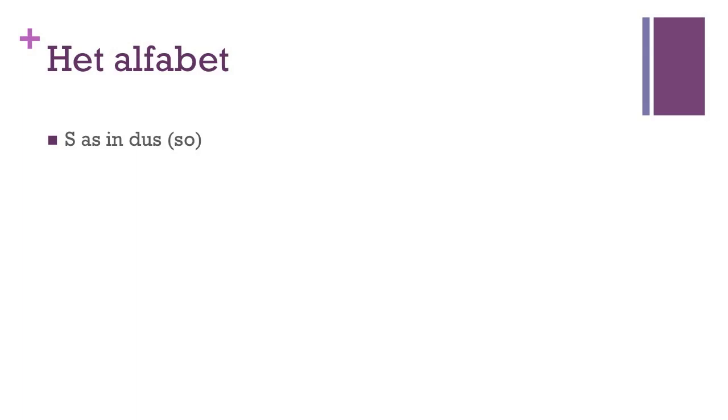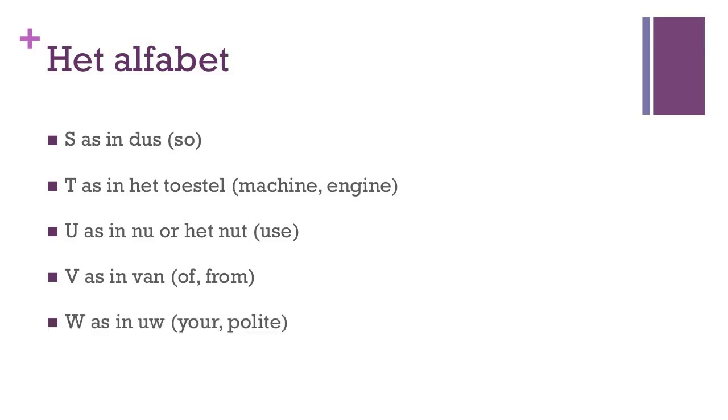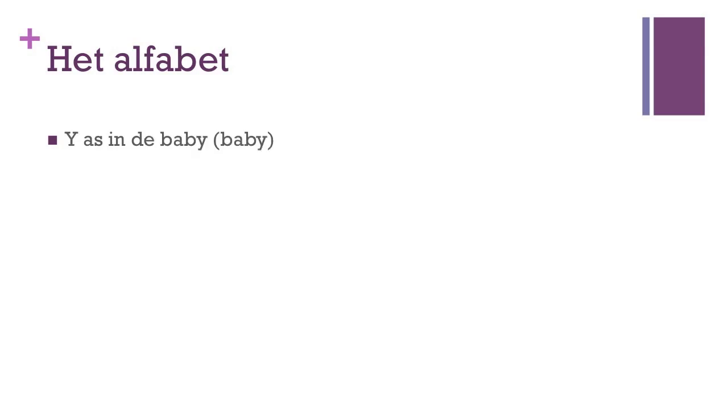S as in dus, so. T as in toestel, machine or engine. U as in nu, or in nut, het nut, the use. V as in van, from or of. And W as in u, you, in a polite way. X is not often used, but it's the same as in English, as in xenofoob, xenophobe. Y is as in baby, meaning baby, and Z as in zeker.